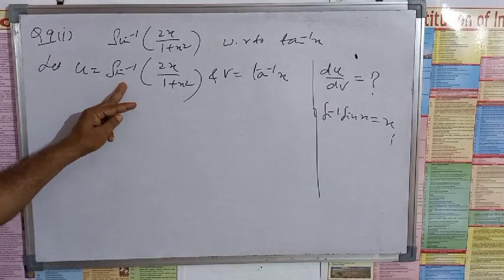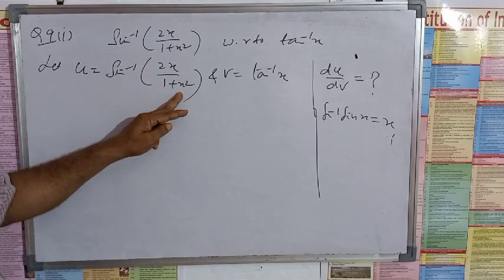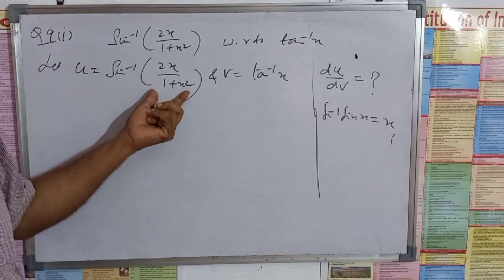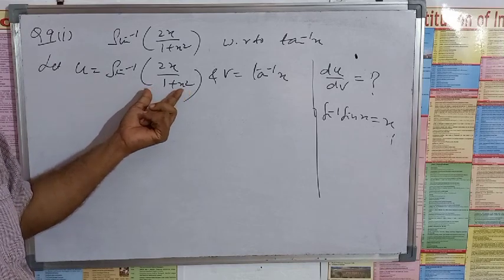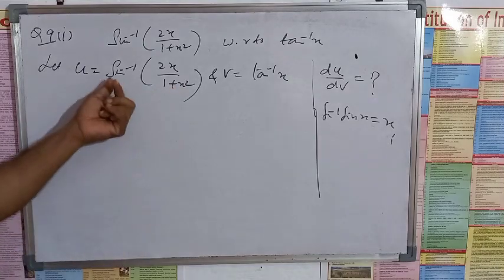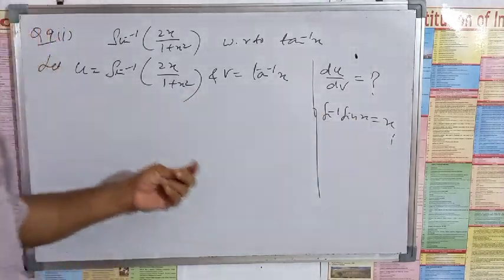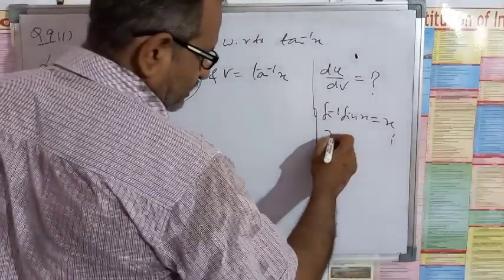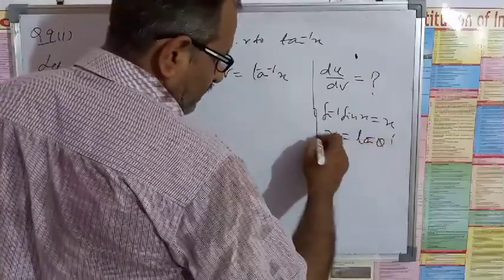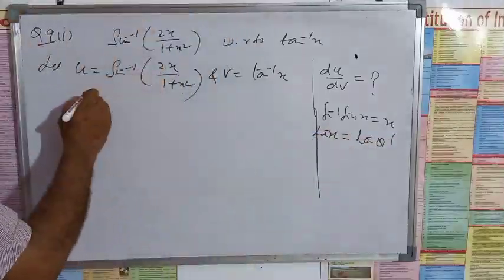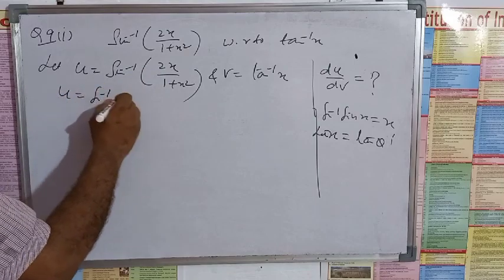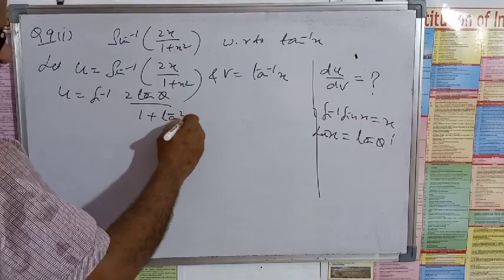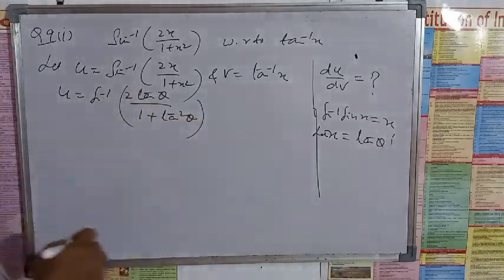Here sine inverse is there, but in the bracket 2x upon 1 plus x square. So by proper substitution of x, we can make this bracket sine of something, means in terms of sine we have to make it. Then we can apply sine inverse sine x is equal to x. So what can we put here? Let x is equal to tan theta. So write here sine inverse 2 tan theta upon 1 plus tan square theta.